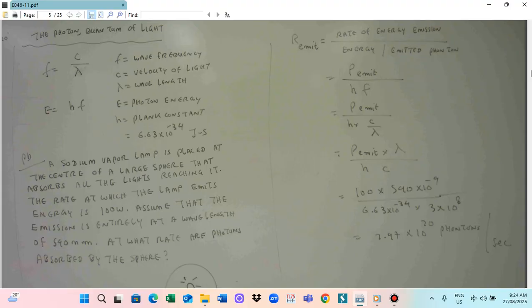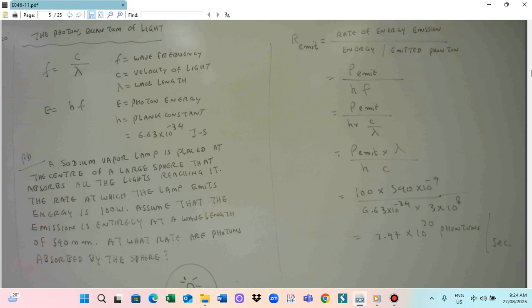Divided by the energy of the emitted photon, which is h multiplied by f. So we substitute here. F is equal to c by lambda, so that we calculate P divided by h into c by lambda. So this is P multiplied by lambda divided by h into c.